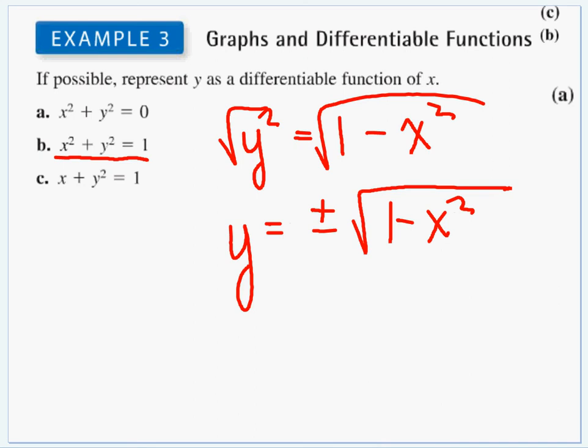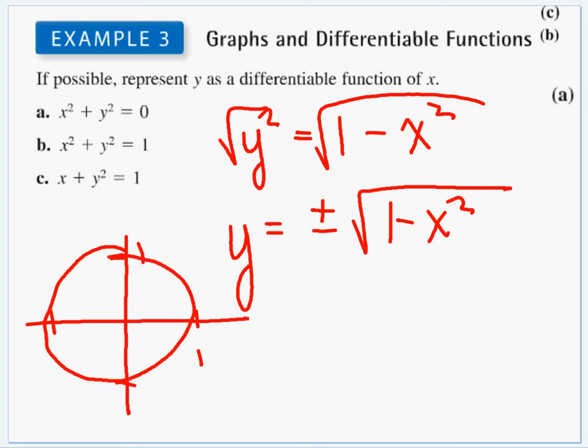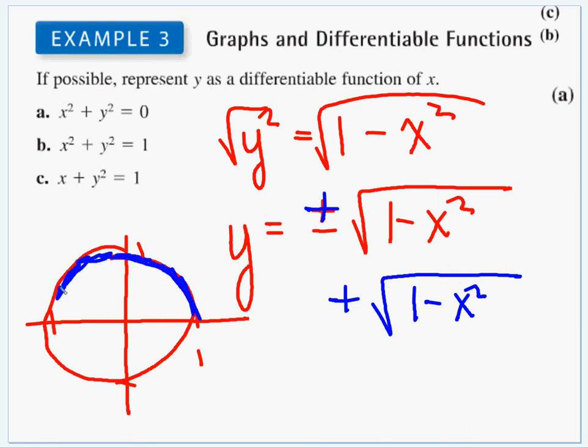Okay, so what does this mean? We've got this plus and minus. So for every one x input, we'll have a positive and a negative output. Again, x squared plus y squared equals r squared is a circle. So this is a circle of radius 1, centered at the origin. So here's our circle. The plus and minus, I'm going to make the plus positive in blue. So we have a positive radical 1 minus x squared. That is the top half of this circle. And I'll switch to green for the negative radical 1 minus x squared. That would be the bottom half of the circle.